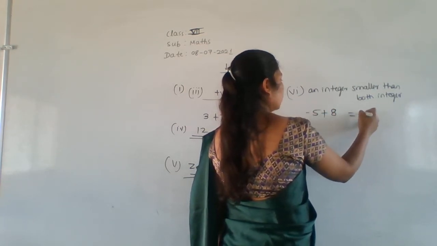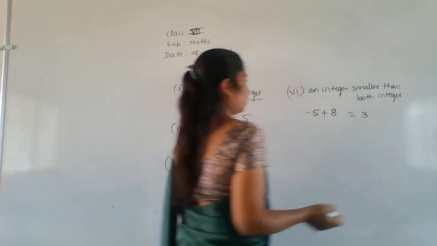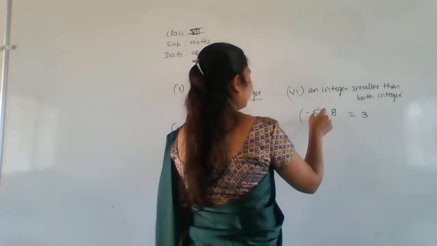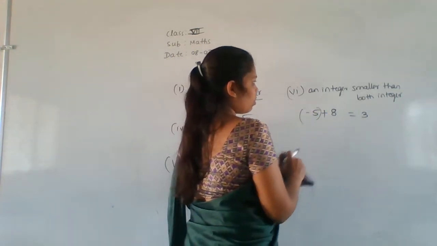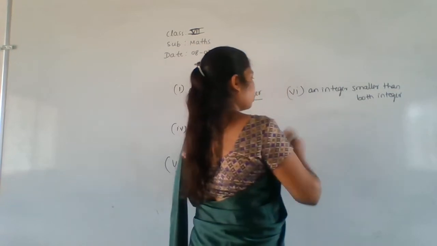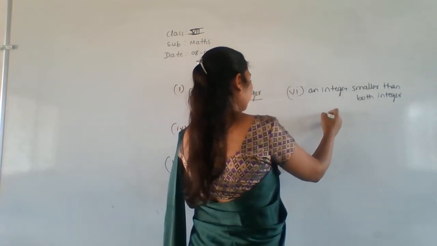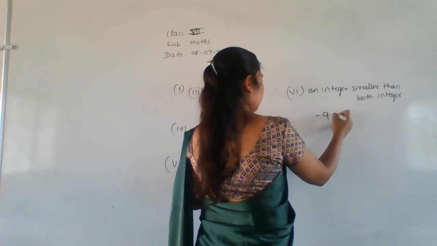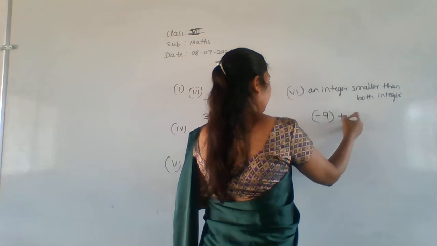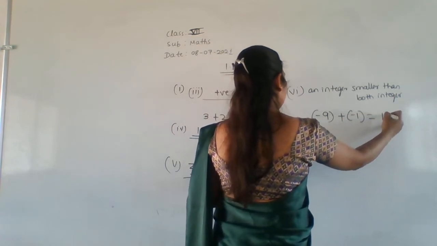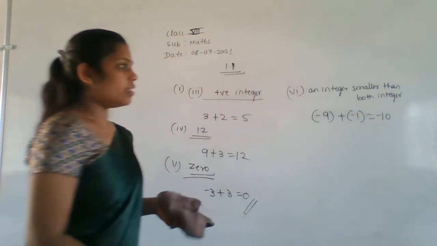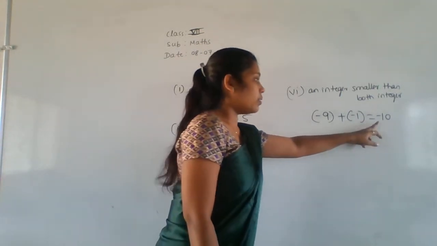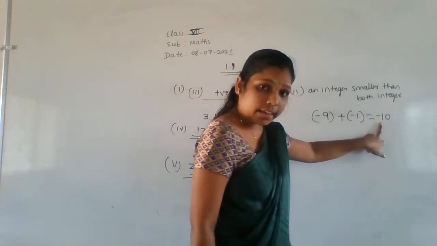Here will be minus 1 and it will be a 3. So minus 5 plus 8, otherwise it is not smaller than both, right? Consider here 9, minus 9 and plus of minus 1. What is the answer? Minus 10. Minus 10 is smaller than both minus 9 as well as the minus 1. Minus 10 is the answer here.